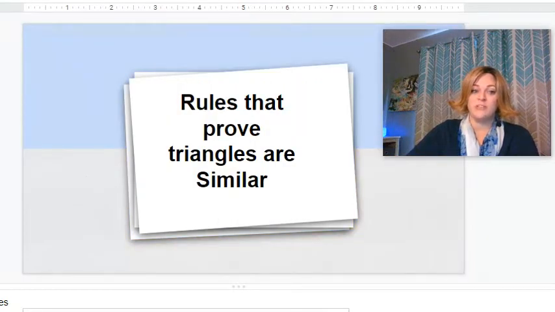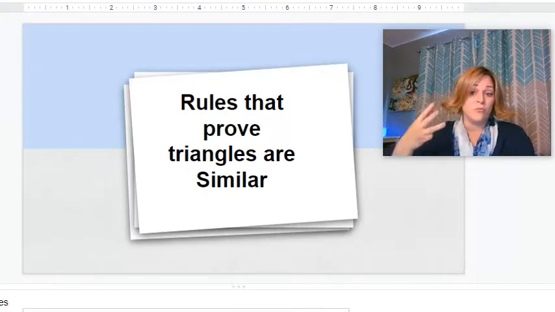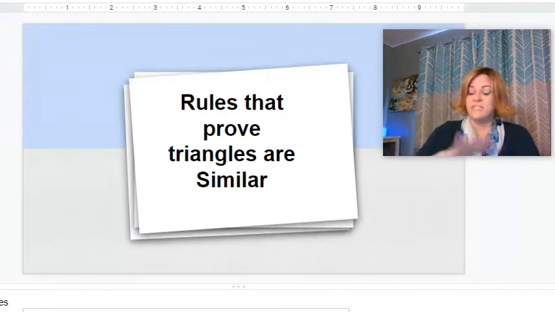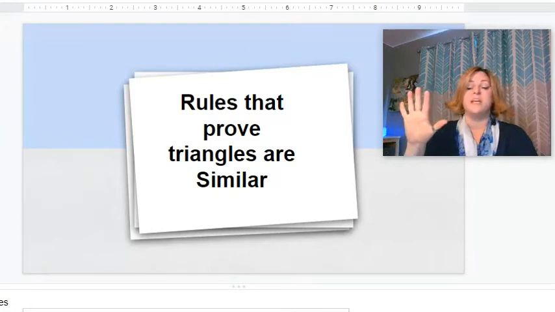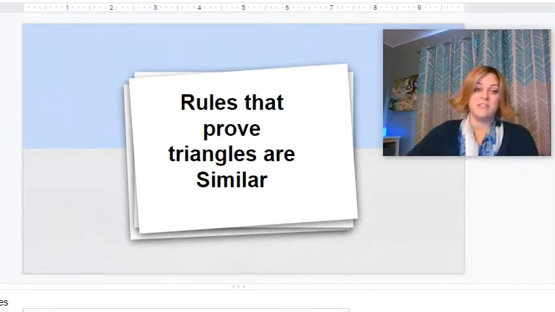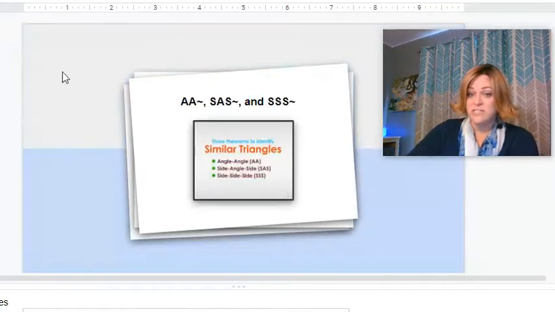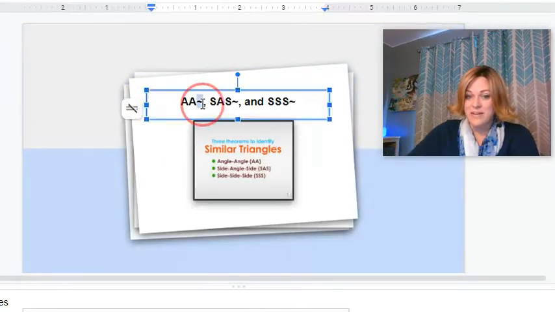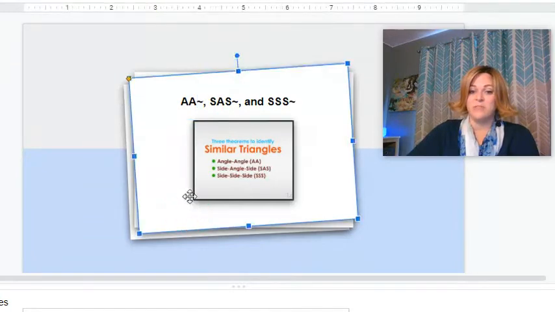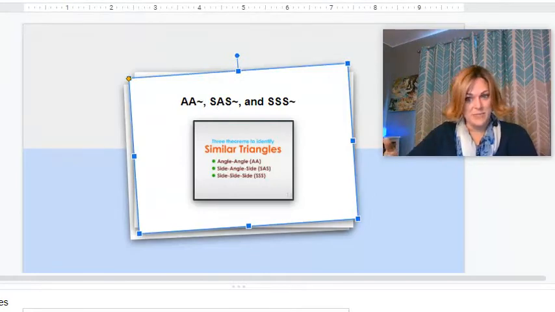Rules that prove triangles are similar. So there are only 3 rules. Previously, we learned 5 rules that proved triangles were congruent. These are not the same. These are 3 rules that prove they are similar. And to make sure that you know the difference, I recommend putting that little symbol right there, similarity. Put that symbol after the rules. So angle, angle, similarity, side, angle, side, similarity, and side, side, side, similarity. And we'll talk about each of those.